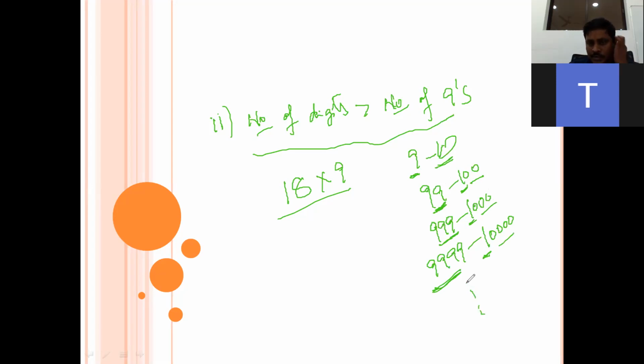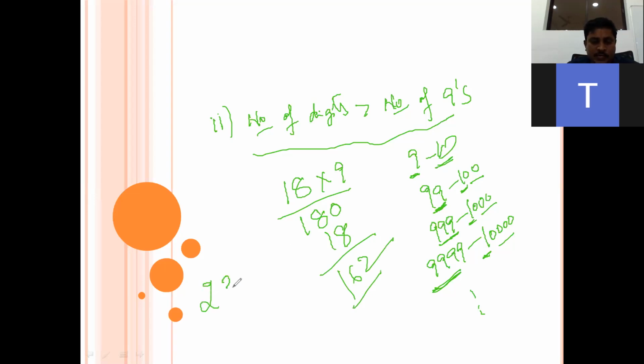So here 18 into 9. Since 9 is nearer to 10, we write 18, and after that we write 0, that is 180. And we subtract this 18. 10 minus 8 is 2, 7 minus 1 is 6. So the answer is 162.